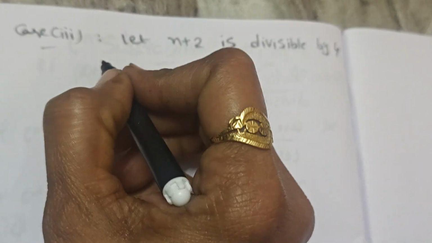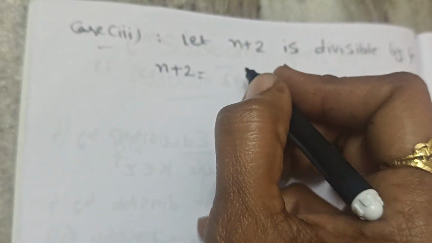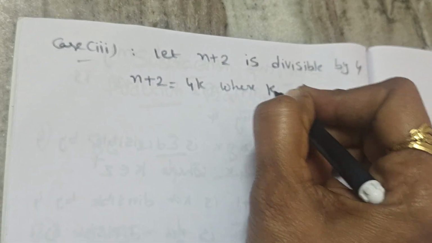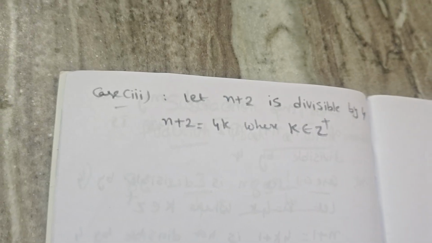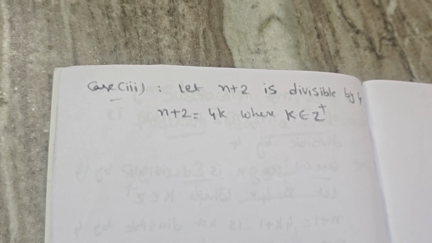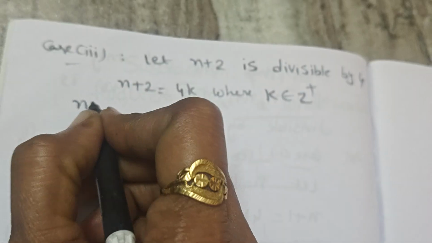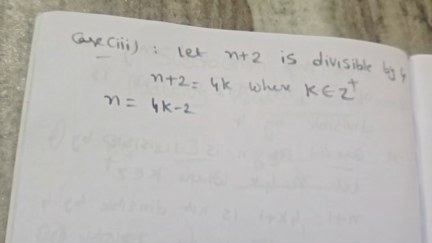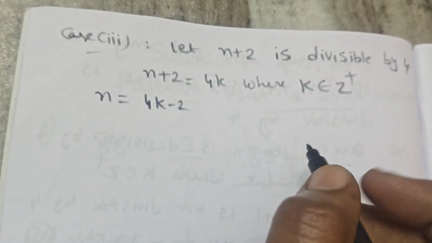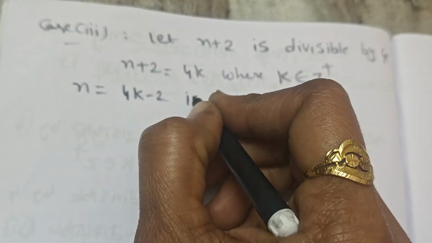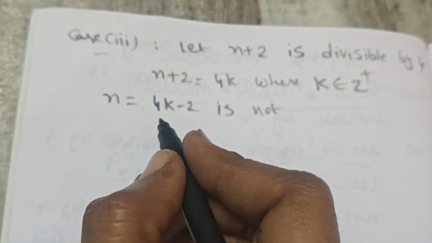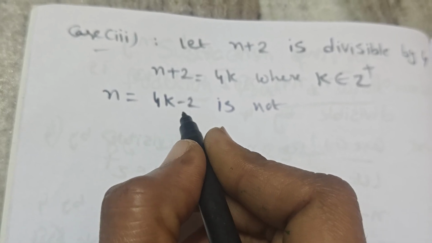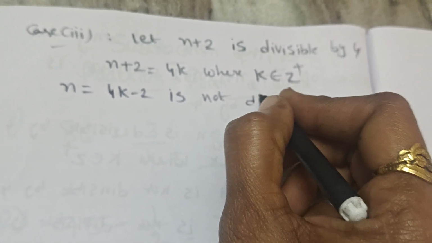If n plus 2 is divisible by 4, then n plus 2 is in the form of 4k, where k belongs to z plus, where k is a positive integer. Now n equals how much? What is n from this? 4k minus 2, since plus 2 is transposed to that side, minus 2. Is it divisible by 4? No, it is not divisible by 4. If you want, you substitute: 4 twos are 8, 8 minus 2 is 6. In the place of k, you write 3: 4 threes are 12, 12 minus 2 is 10. Not divisible by 4.